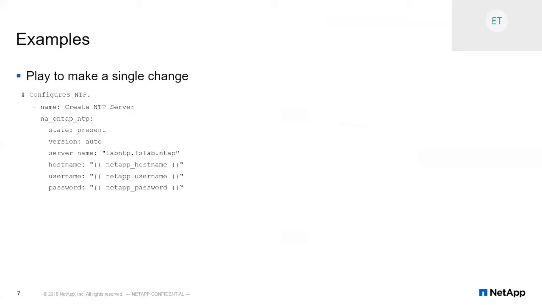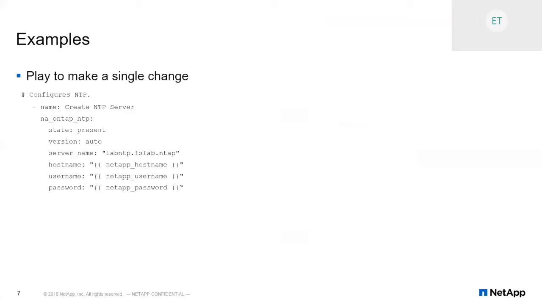After the state, the next pieces are either variables or things that you're actually going to set. So you're going to set your NTP version. In this case, we're setting it to auto, so we don't have to stress about what version we want to use. And then the server name. So you want to set your NTP server name. In this case, it's in our lab.